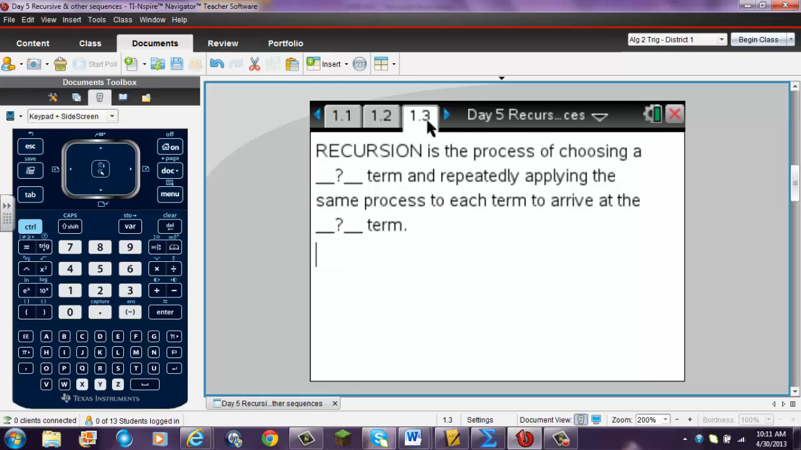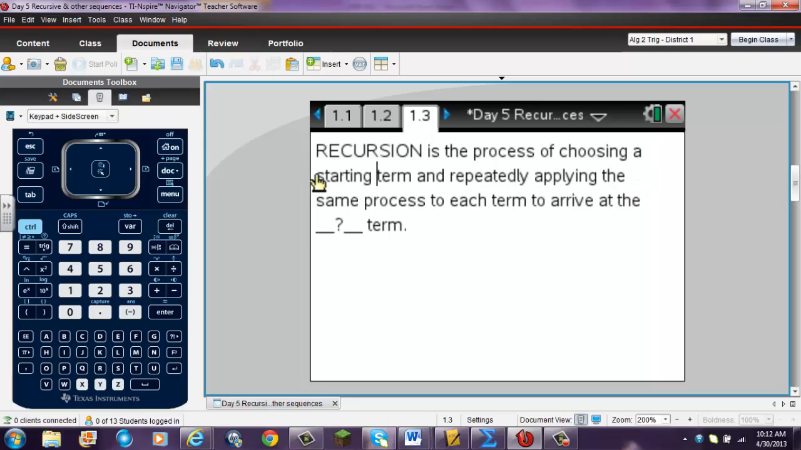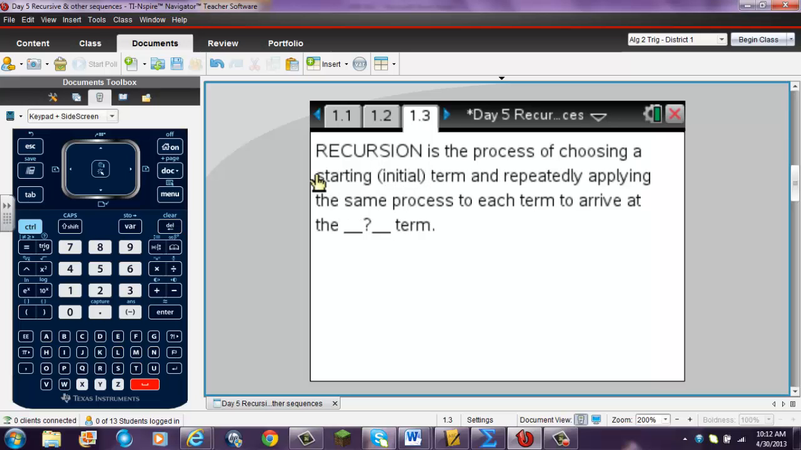Going to page 1-3. The first kind of sequence we'll talk about today is recursive, and so we're going to talk about the process of recursion. Recursion is the process of choosing a starting term, or you might call it initial term, and repeatedly applying the same process to each term to arrive at the next term or the following term. Sounds a little complicated. It's not. You're going to be given a first value and then a rule, and you're going to keep applying the rule over and over to get your sequence.